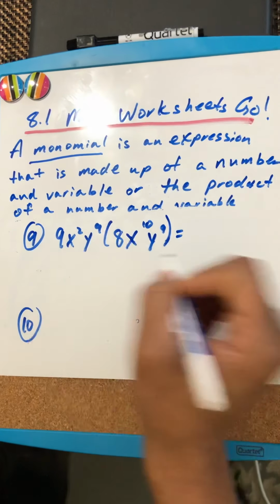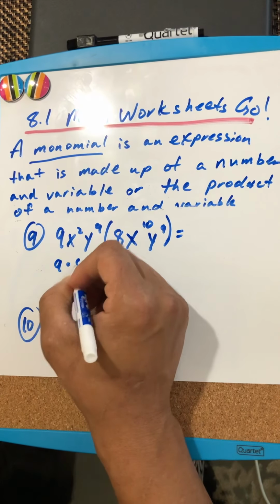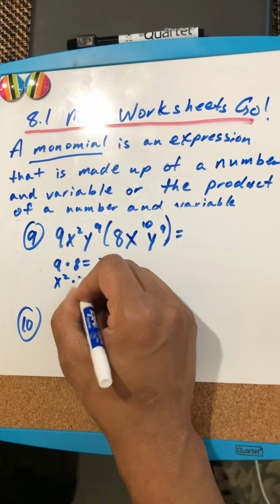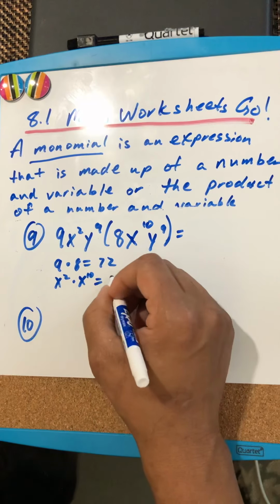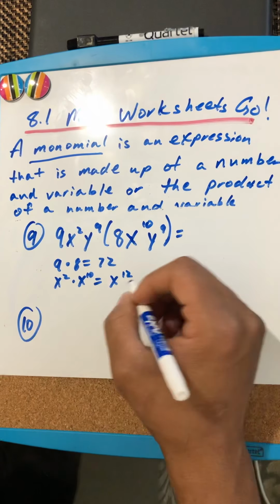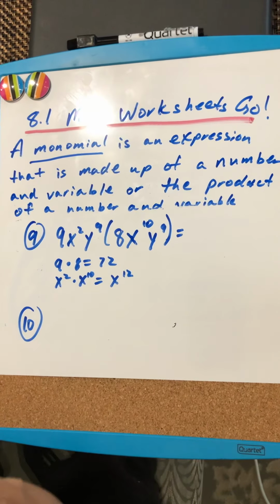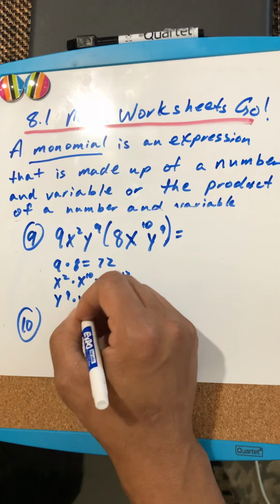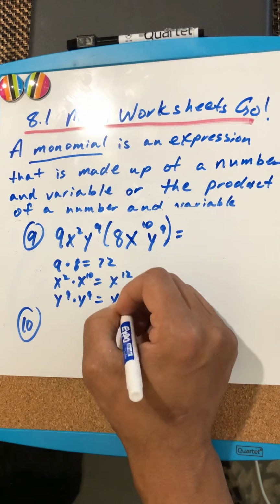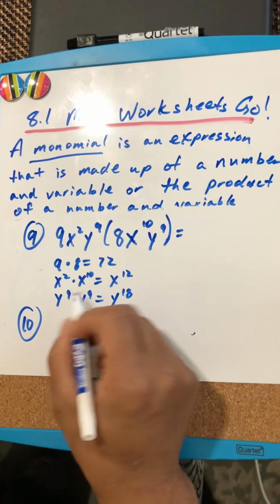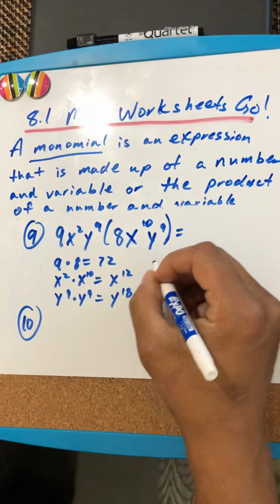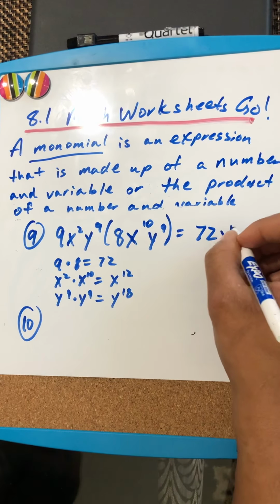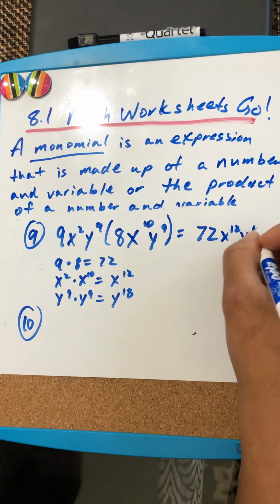Okay, class, so 9 times 8 is 72. X squared times x to the 10 is x to the 12, because we're just adding 2 plus 10. And then y to the 9 times y to the 9 is just y to the 18, because we just added 9 plus 9. Now, my final answer is 72, x to the 12, y to the 18.